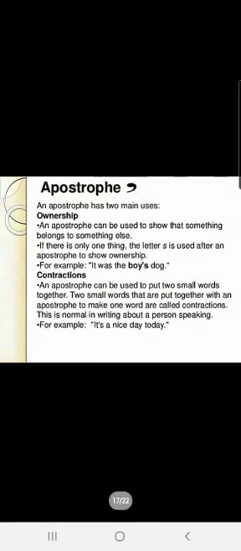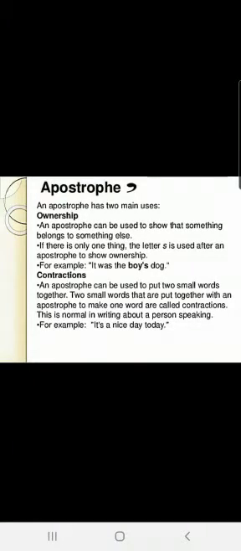These are the nouns which show ownership, possession. The word possession shows ownership, that something belongs to somebody. Let us read about apostrophe. It has basically two main uses, children. First one is to show ownership.